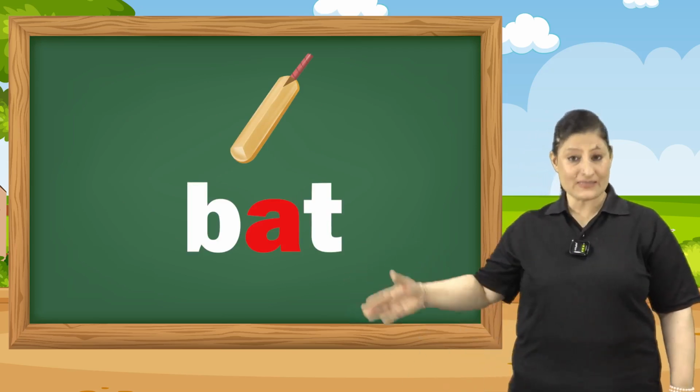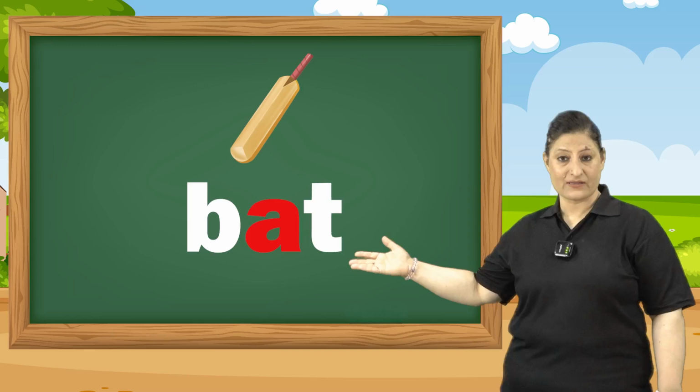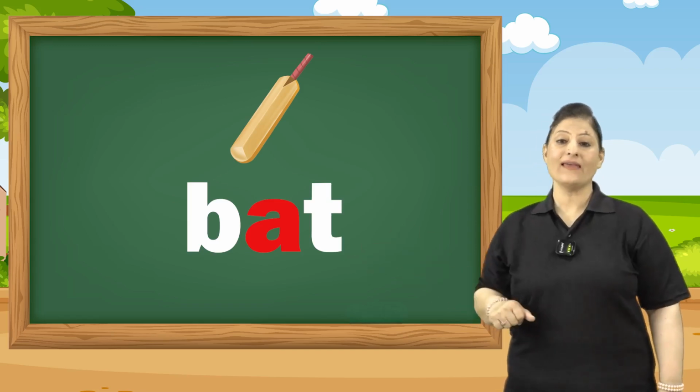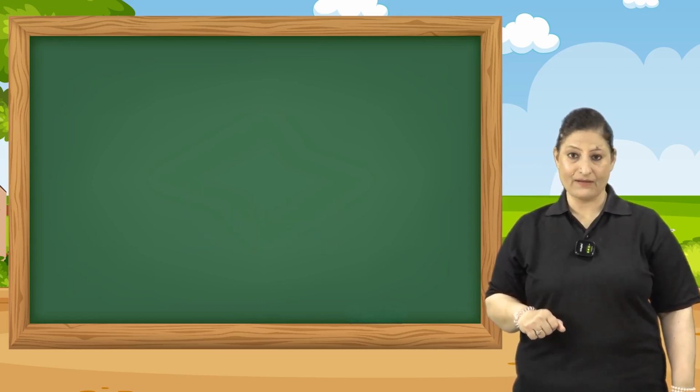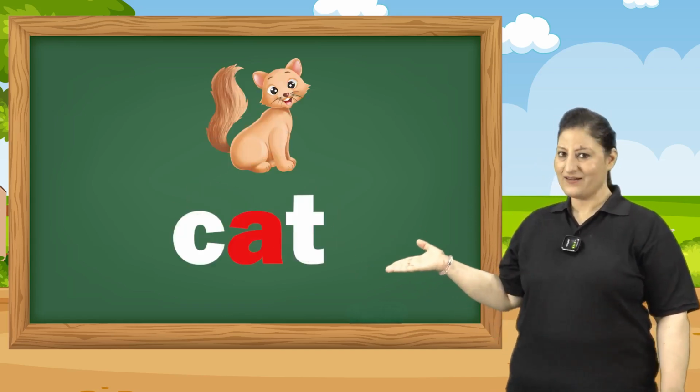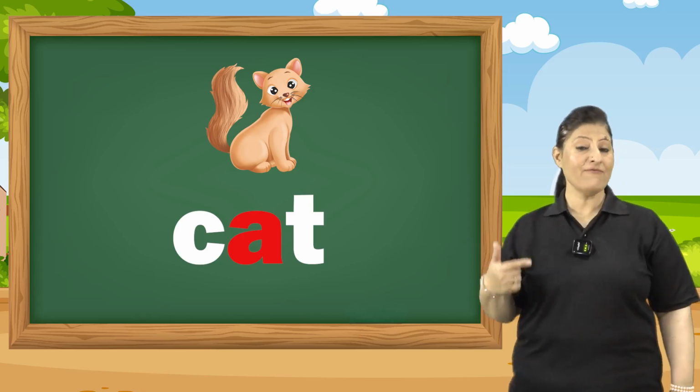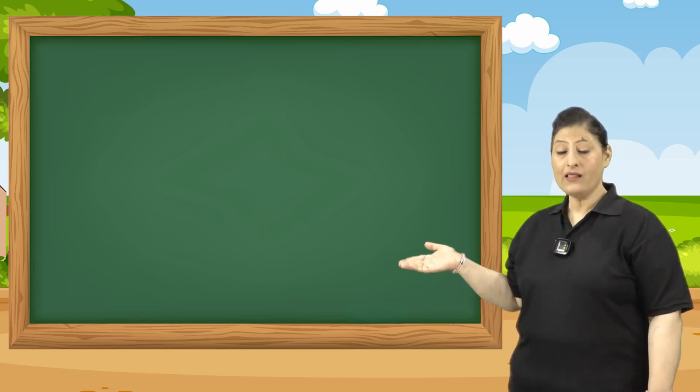In the center you can see after the consonant B there is a vowel A. B-A-T, bat. Similarly, C-A-T, cat. Say them with their sounds.